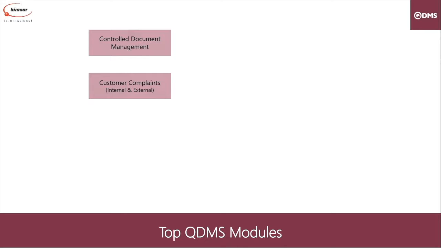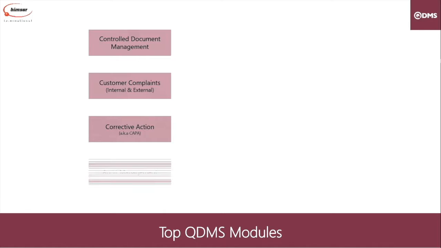Next, we have the CAPA module. CAPA stands for Corrective and Preventive Action. Using this module, a company can identify nonconformities and develop a plan to take care of those nonconformities. Then we have the audit management module. With this module, a company can create all the plans and set employees to perform internal audit.